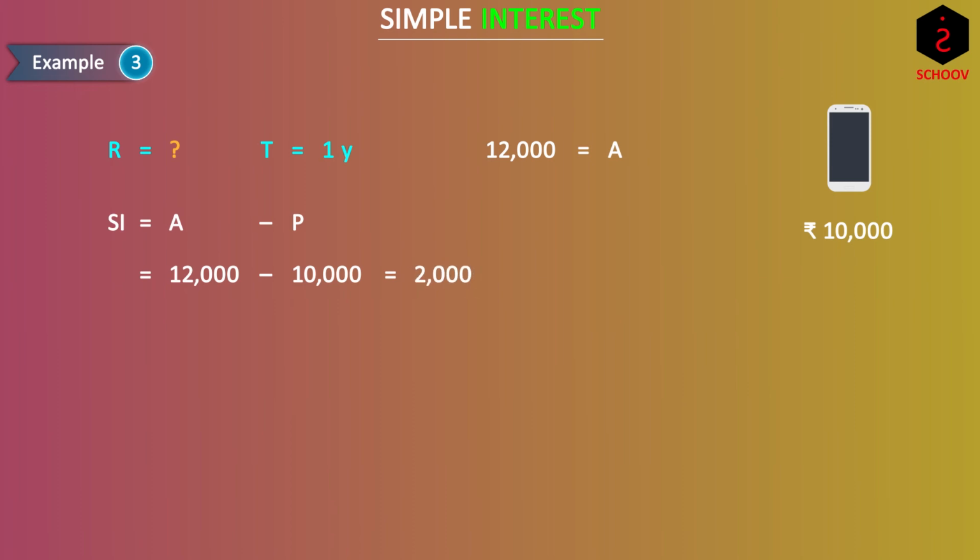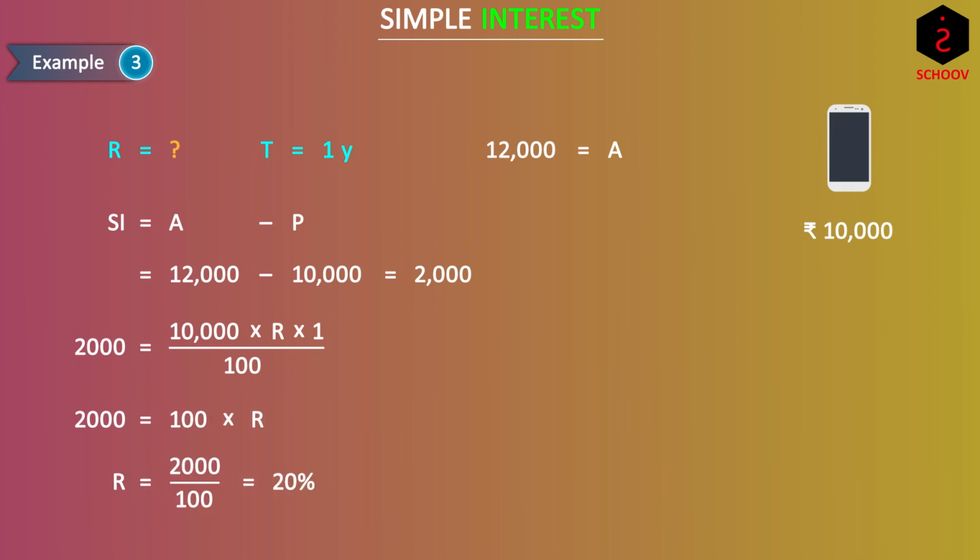So, I have to calculate the rate now. We know that SI, that is 2,000, is equal to PRT, 10,000, into R, which we have to find, into 1, time is 1 year, upon 100. This reduces to 2,000 is equal to 100 into R. Hence R is equal to 20. So, the rate that I should agree upon is 20%.